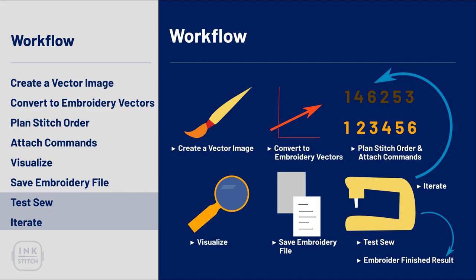Transfer the file to your machine. Perform a test sew with preferably the same fabric you are planning to use. The fabric will have influence on the outcome of the design, in such a way that you most likely will have to adjust your design here and there. Follow this routine until you are happy and ready to embroider on the best piece of fabric in your house.